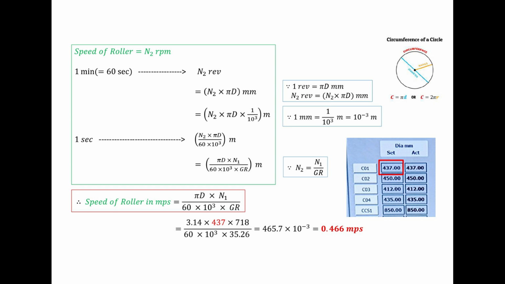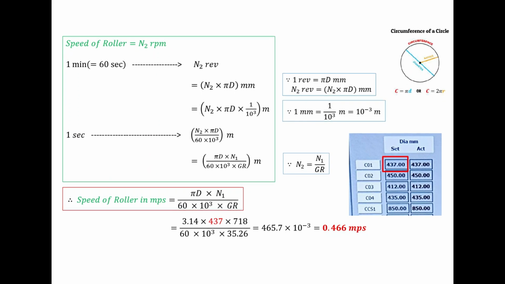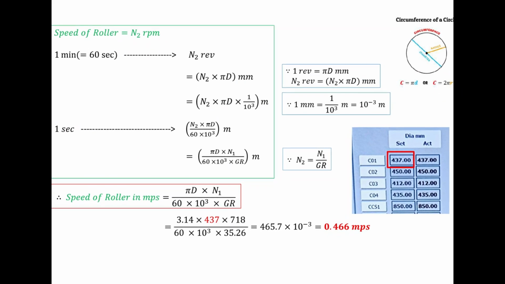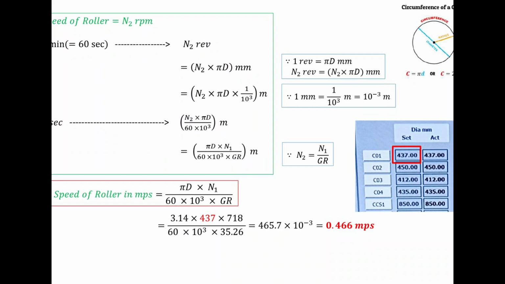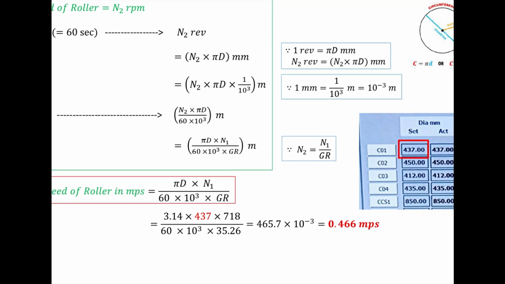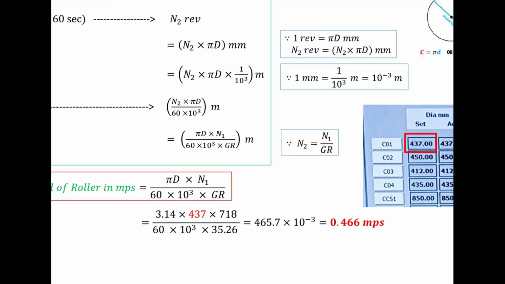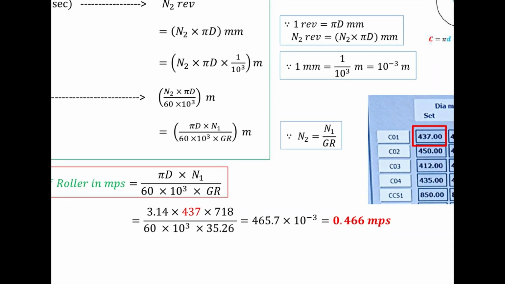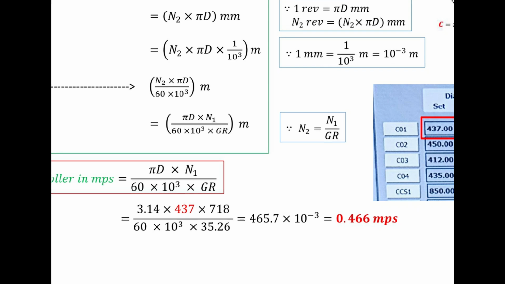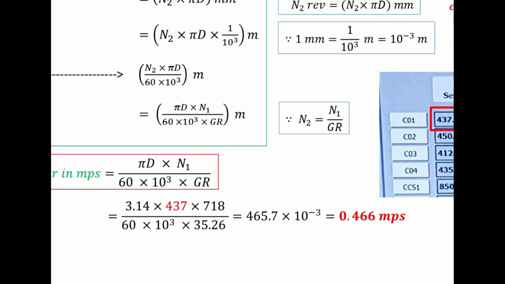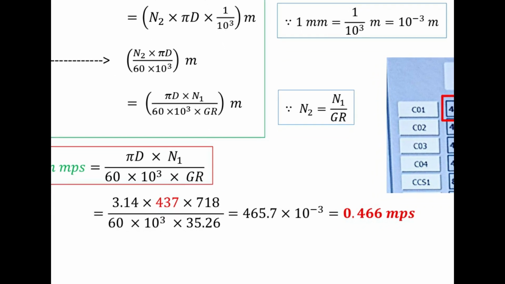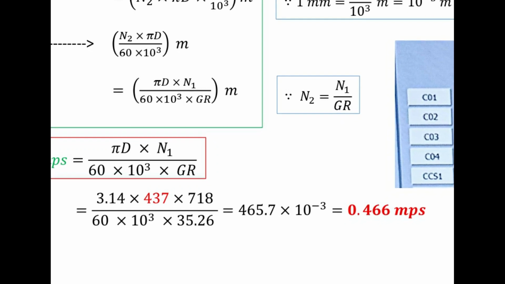Bringing it all together, now let's plug our values into the final formula. Speed of roller in MPS is equal to 3.14 into 437 into 718 divided by 60 into 1000 into 35.26. This simplifies to speed of roller in MPS is equal to 0.466. Now the speed of roller is 0.466 meters per second.